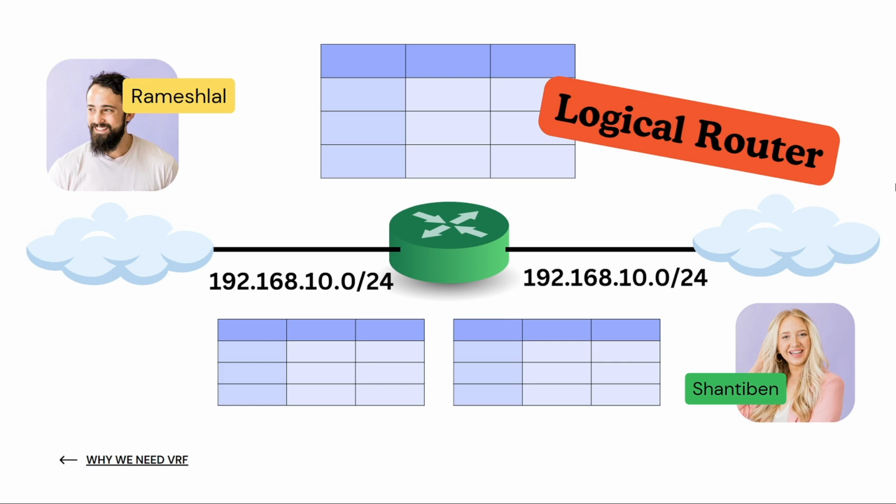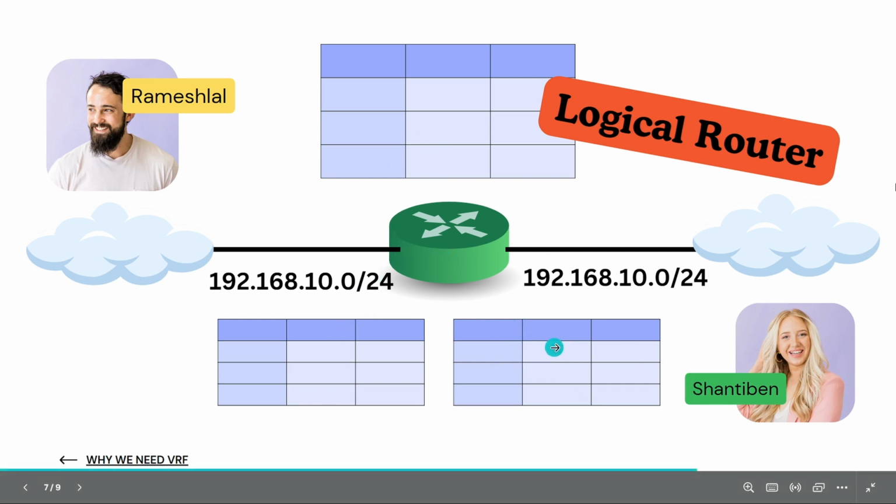We assign some of the ports to be on some VRF. A VRF is identified by strictly case-sensitive names. That is the thing that we need to follow. Let's say we provide a VRF name as Ramesh Lal, right? And also, let's say we create another VRF for Shanti. So they now both have a different routing table.